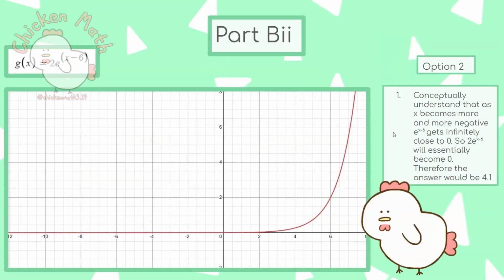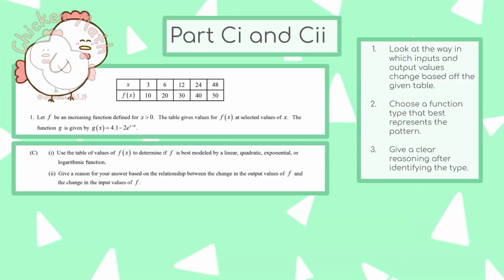So if you guys are still confused about option 1, here's a graphical representation. And this is 2e to the x minus 6. So this was part of the original equation. And we can see that as x is decreasing without bound, g of x gets infinitely close to 0.